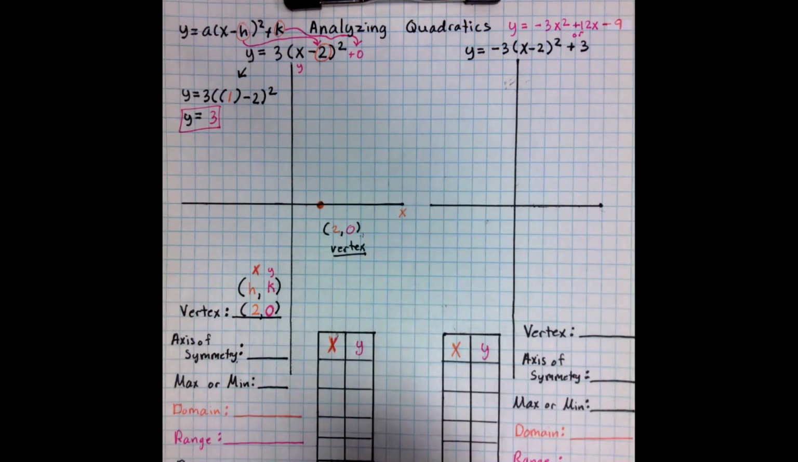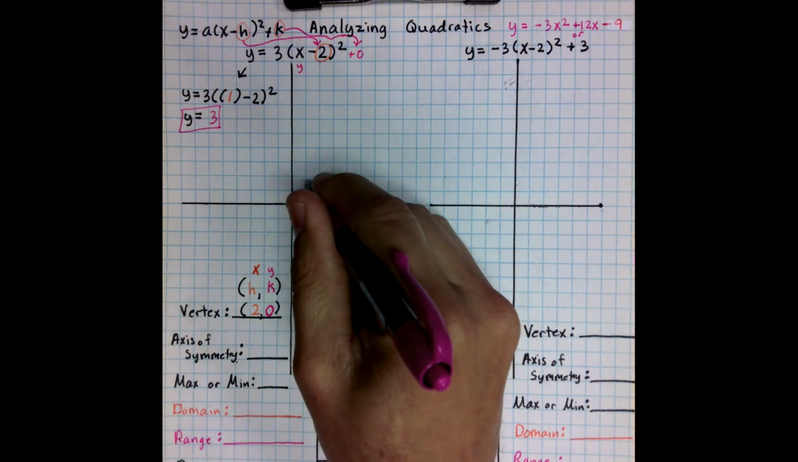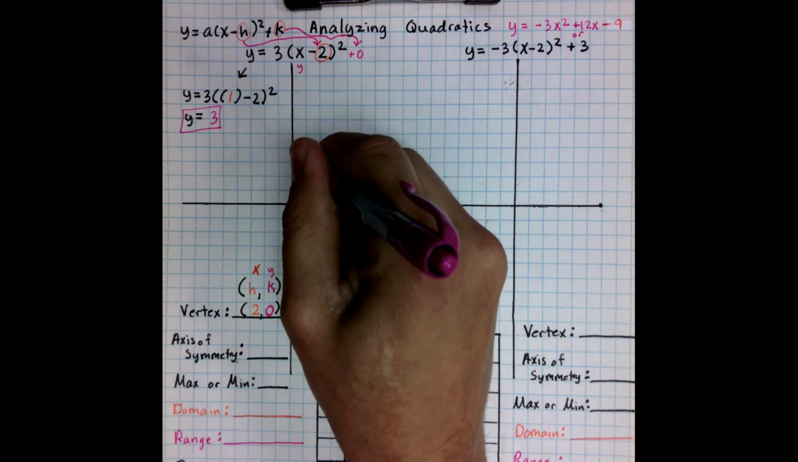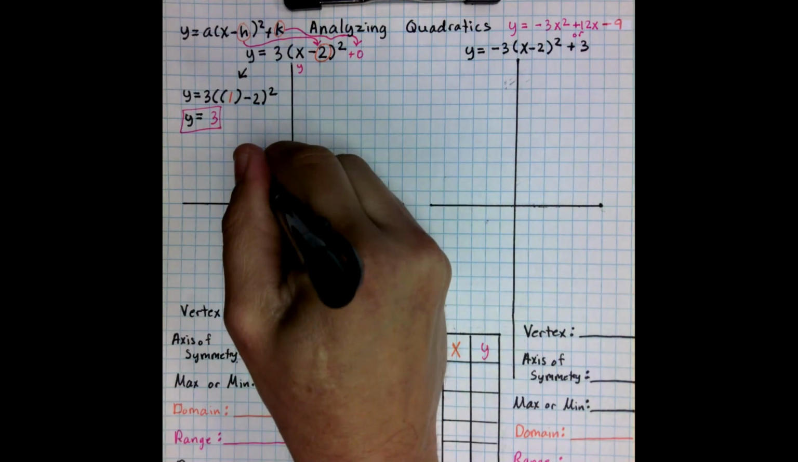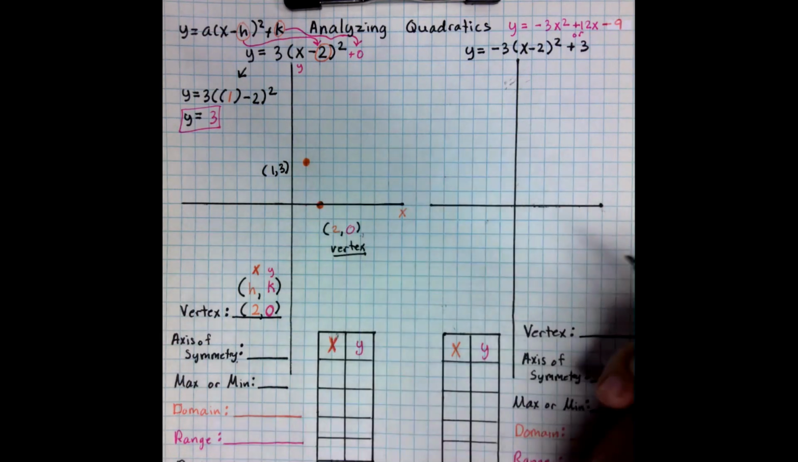So now we can plot that point. I can go over to positive 1. When x is 1, my y value will be 3. 1, 2, 3. Put a point right there. And I'm going to simply label this one just in black, 1, 3. That's that point, that ordered pair.